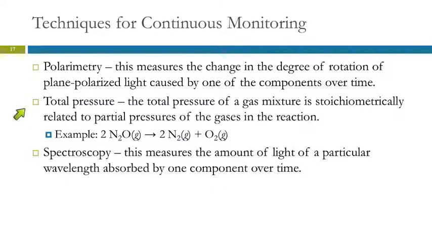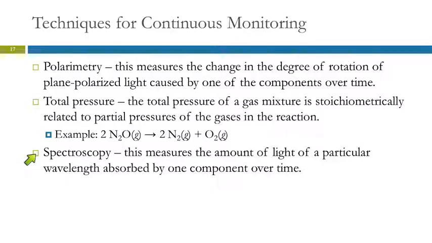Another technique is to use total pressure. If you have a reaction occurring in the gas state where the pressure is going to change, you can look at the overall pressure. So here, 2N2O reacting to form 2N2 and O2. If this is occurring in a closed container, you're starting with 2 moles of gas, you're ending up with 3 moles of gas. That's going to cause an increase in the pressure. And so you can measure the pressure, and that allows you to calculate the concentrations of the reactants and products. Again, that doesn't work for everything. Nothing works for everything.